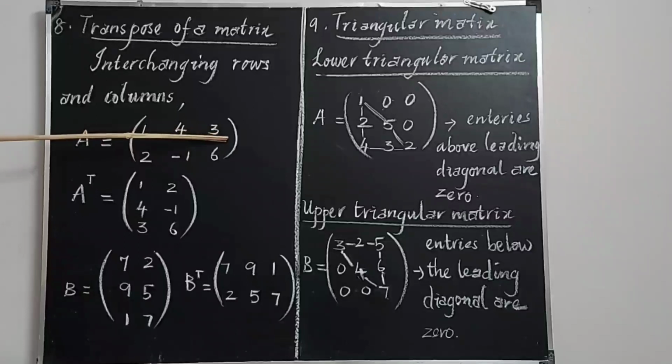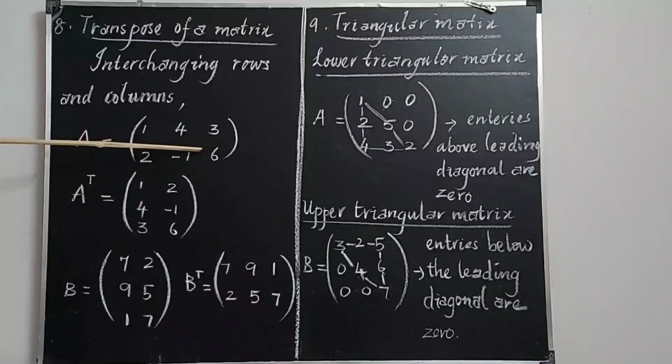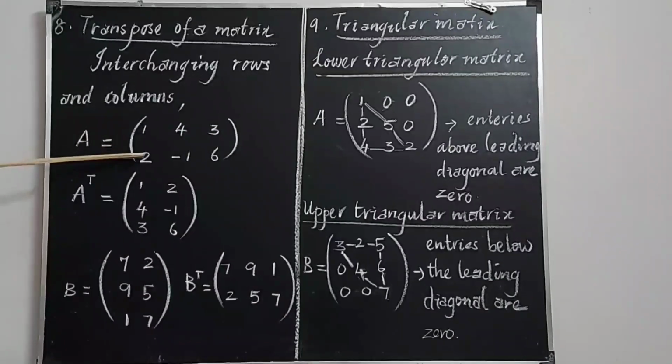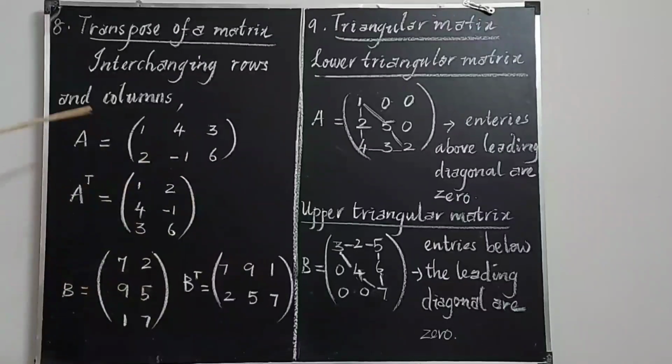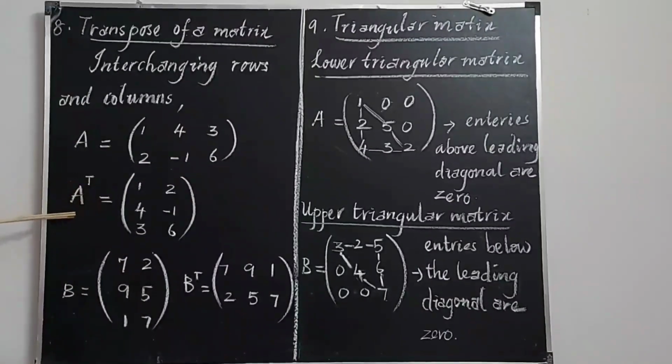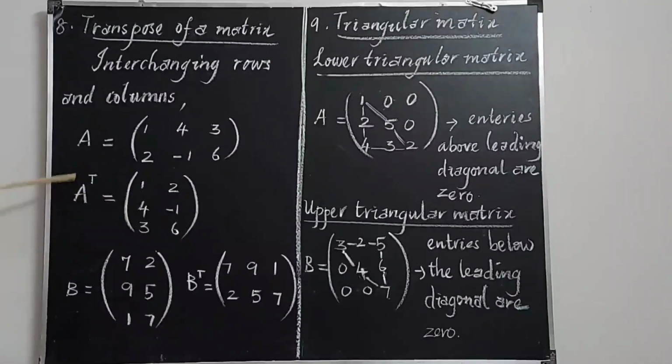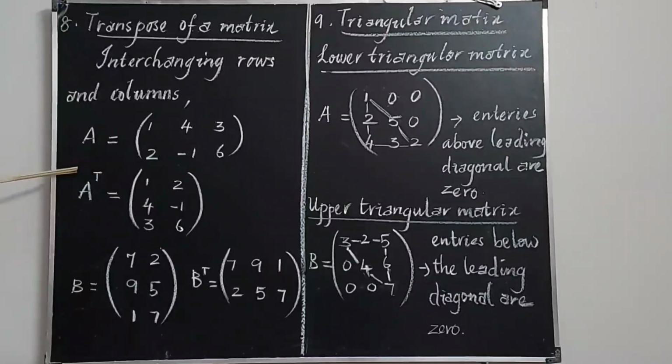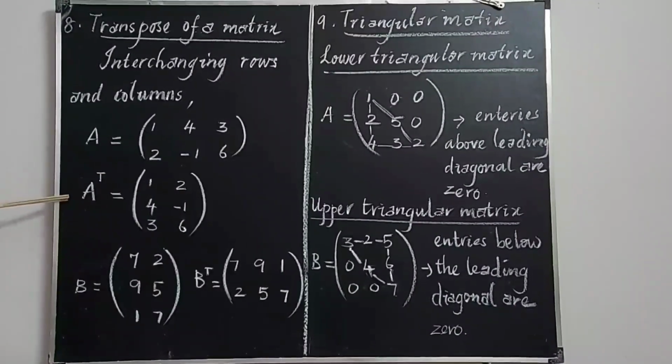What are the first row elements? 1, 4, 3. What are the second row elements? 2, minus 6. And this is the transpose of A. It should be written as A to the power T. A to the power T means the transpose of matrix A.